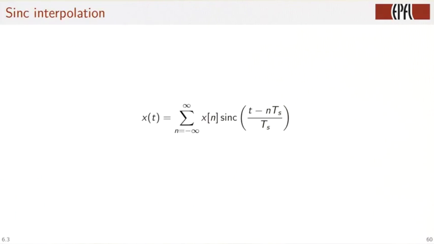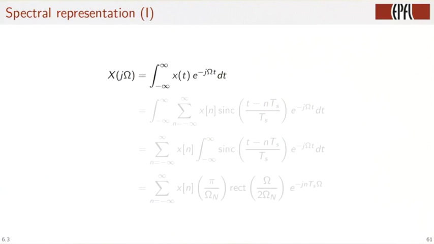The sinc interpolation we had seen before. You take the sequence x[n], you multiply each term x[n] with the sinc function centered at the location n times Ts, and the result x(t) is simply the sum of all these terms. So what is the spectrum of this interpolated signal?